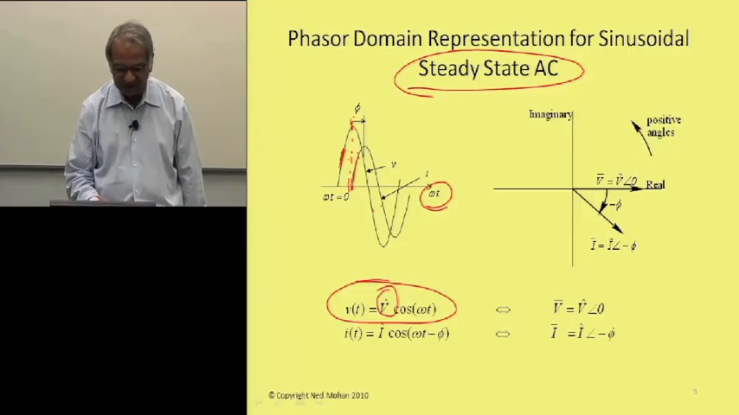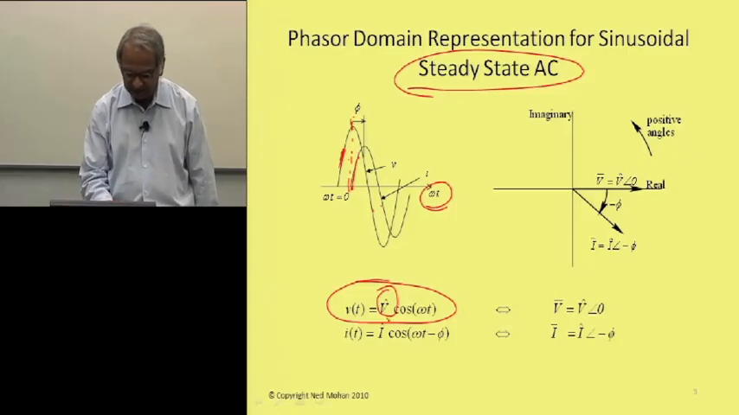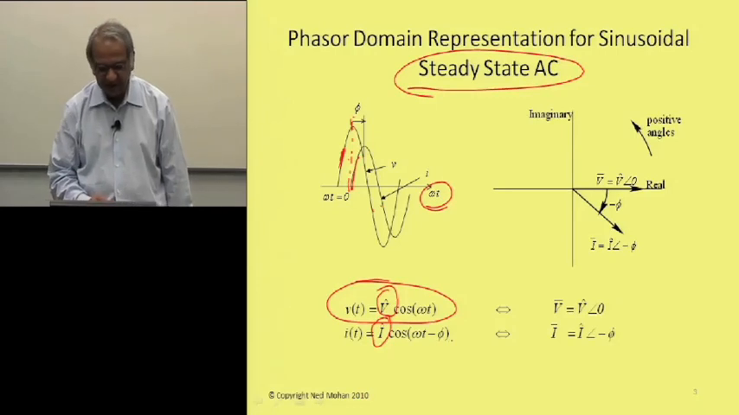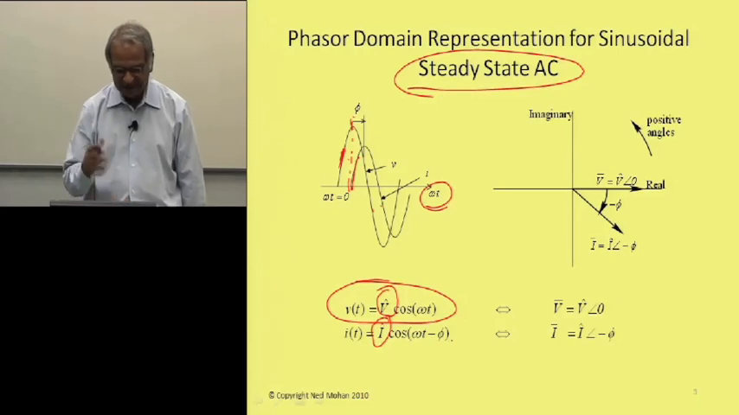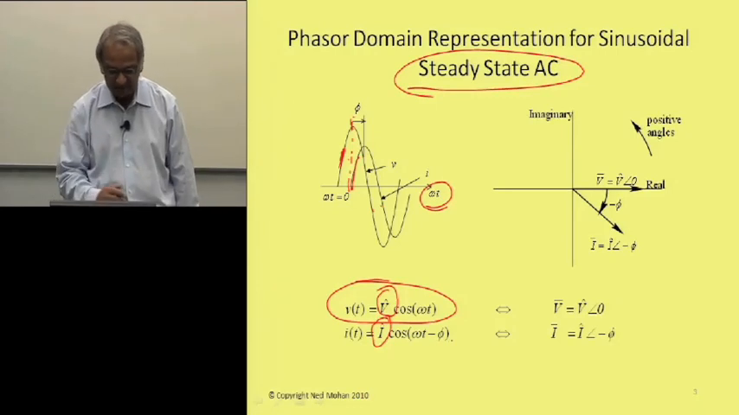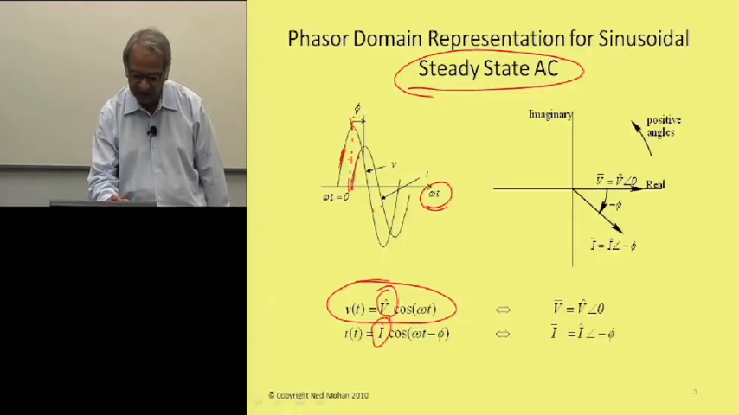And you can see that this can be defined as some peak times cosine omega t minus phi, because phi is the angle by which this current is lagging behind this voltage. Okay, so phi, if you measure it from this point, it's this over here, or if you measure from this point, it's this much over here, phi, right here.